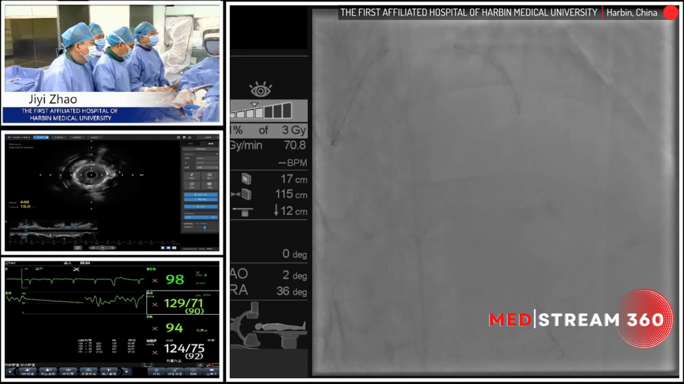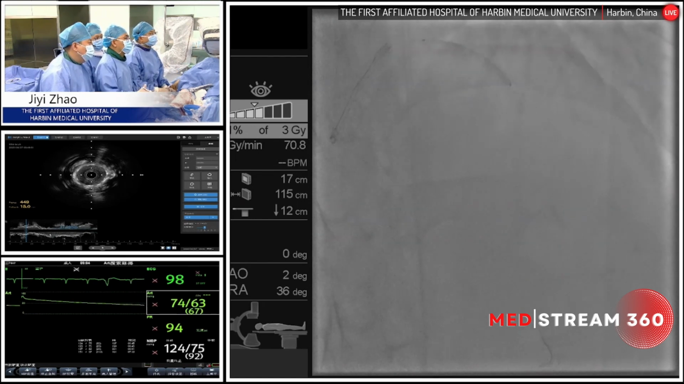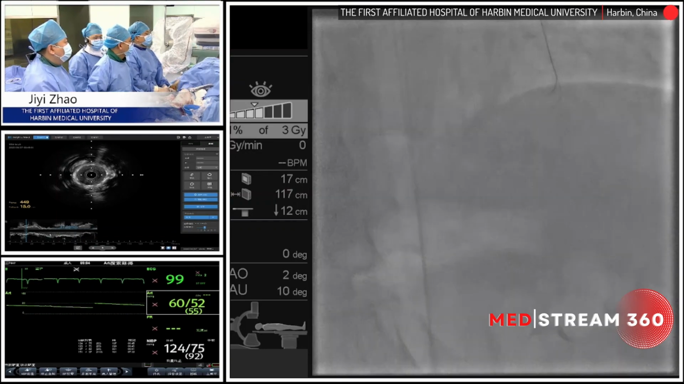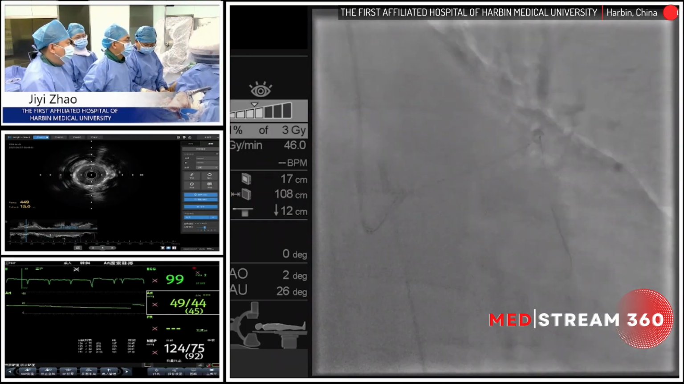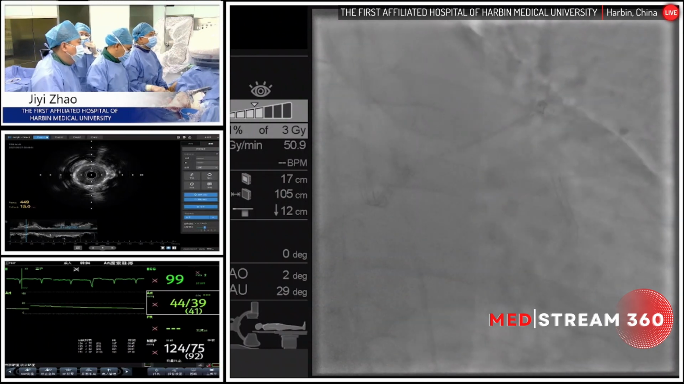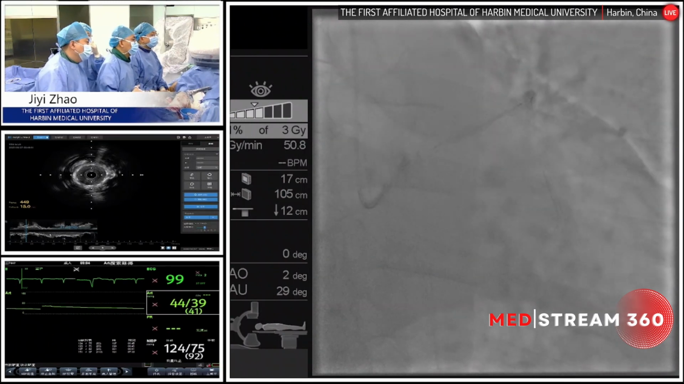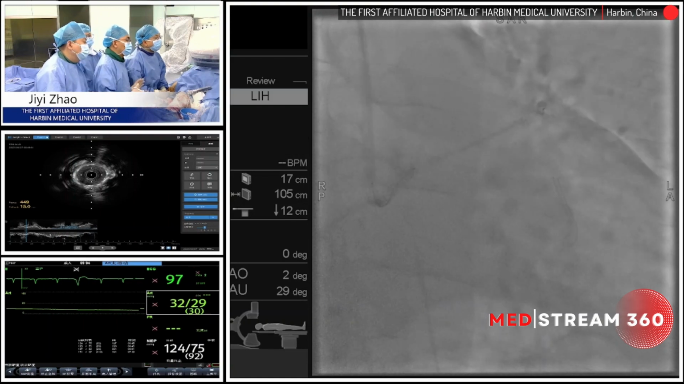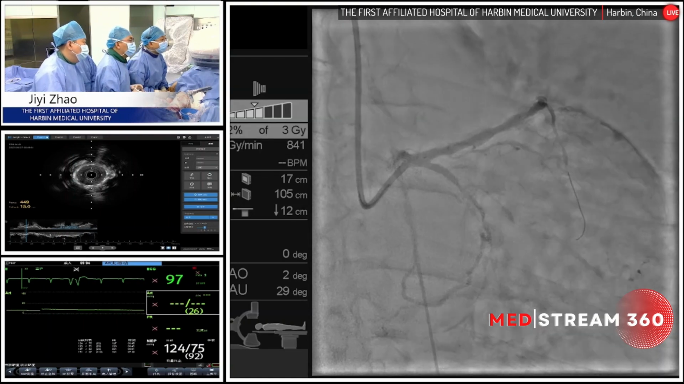We need to retreat the jailed wire in the first diagonal because it's a rewired wire. We do not want to leave the jailed wire in a sandwich structure, because the wire doesn't seem to be a good choice within two layers of metal struts. This may make a potential jailing of the wire.